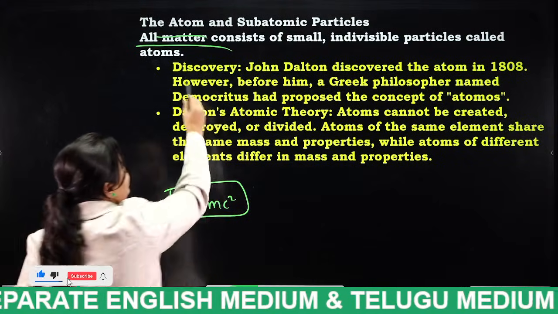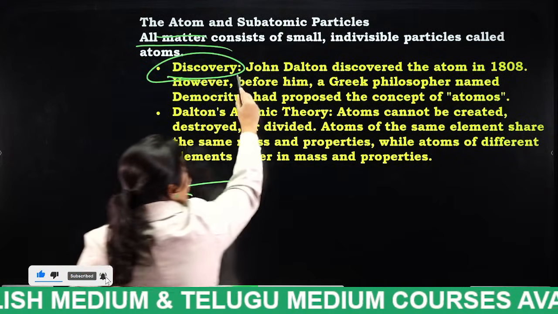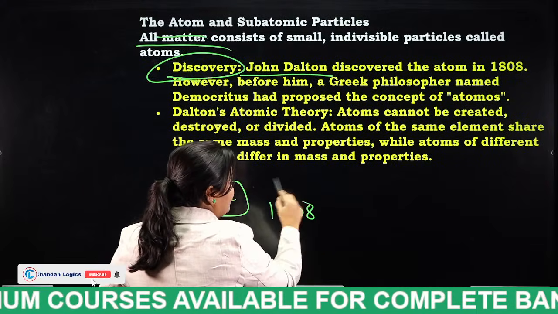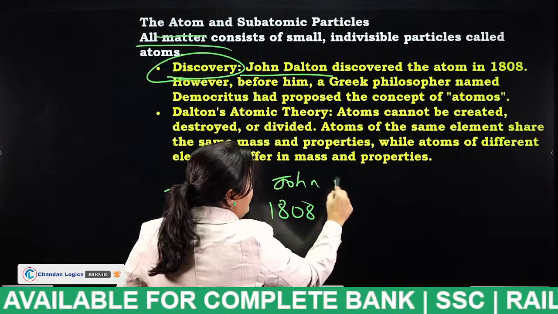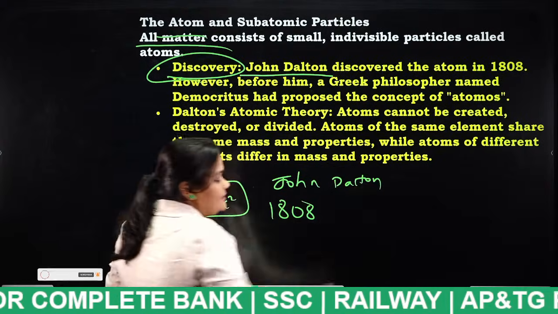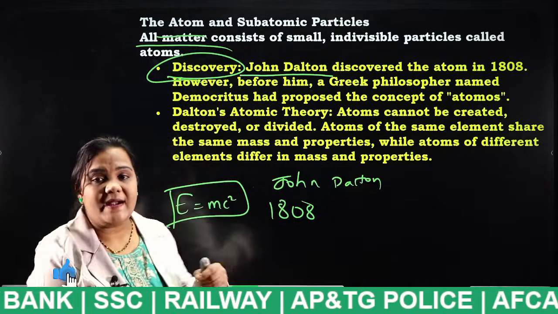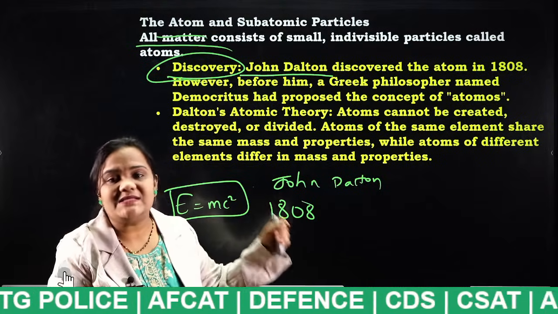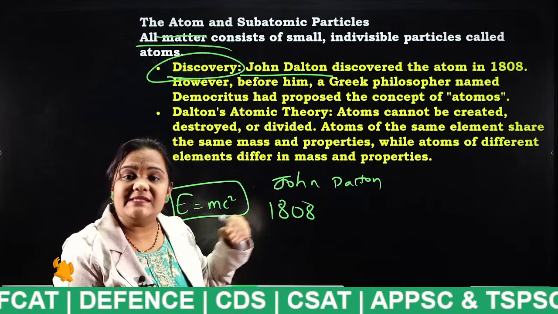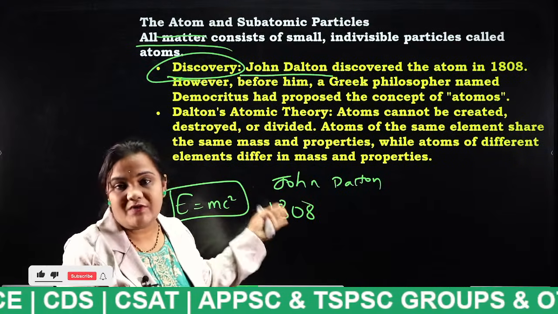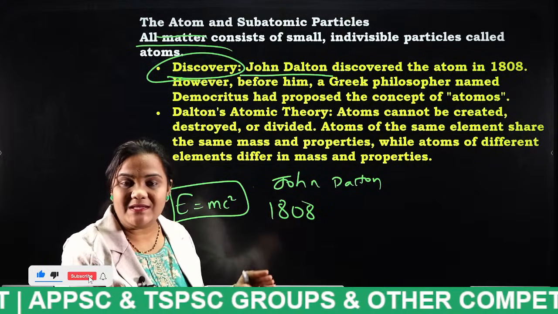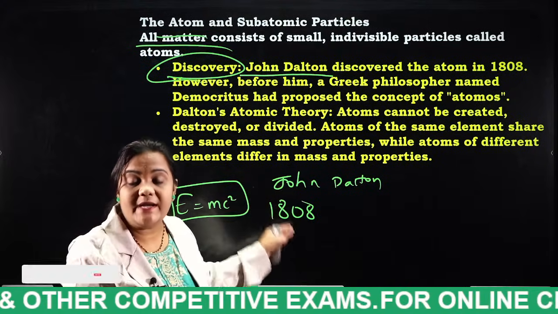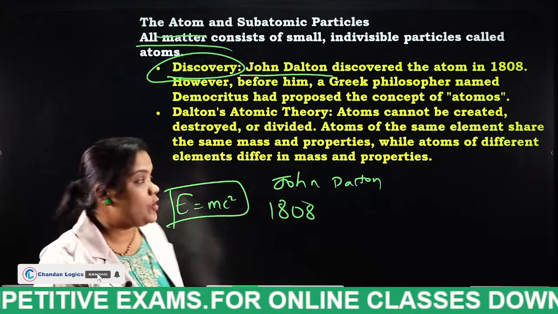So who discovered the atom? John Dalton discovered the atom in 1808. Very important, students. Atom is a very small particle. For example, the cell is a small unit in our body. In the same way, all matter is composed of small particles, and that small particle is called the atom. That atom was discovered by John Dalton in 1808.